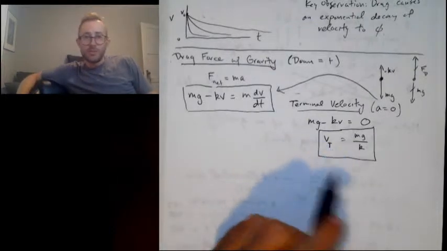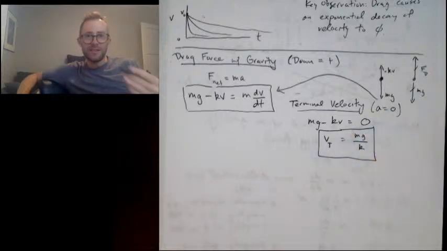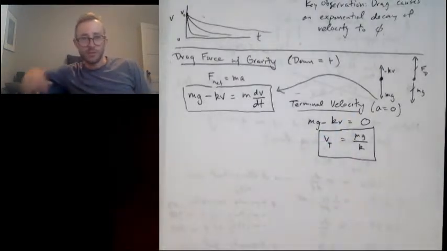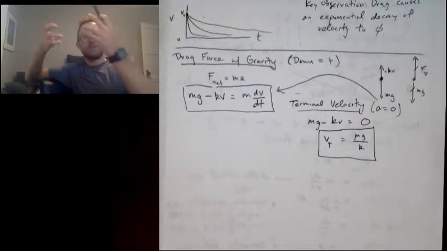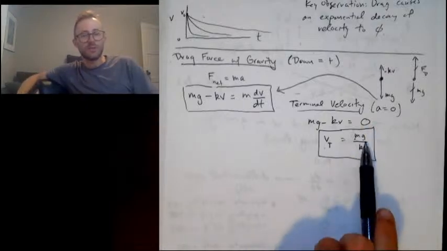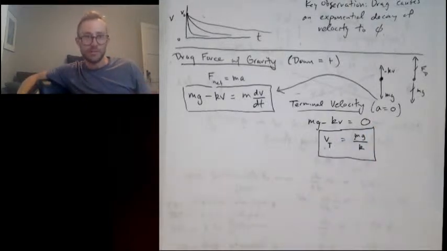So this equation makes a lot of sense if you think about it, because the more massive the object is, the more inertia it has, the harder it is to slow it down. So the more massive something is, the greater its terminal velocity. The stronger gravity is, the more significant the weight force is in pulling the object towards Earth. So the bigger the acceleration due to gravity, the larger the terminal velocity.